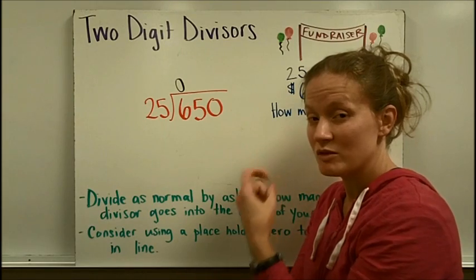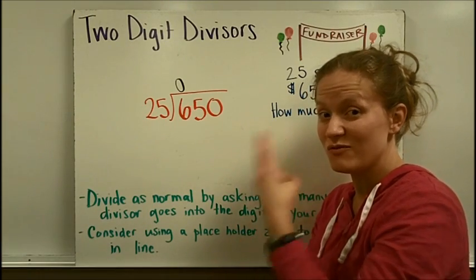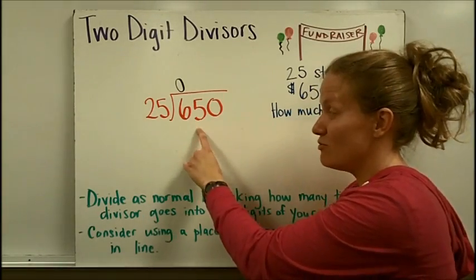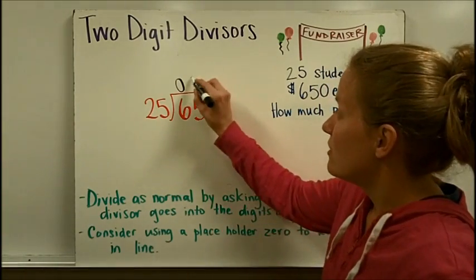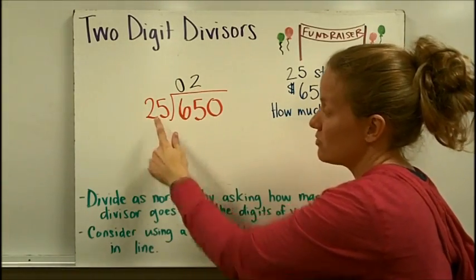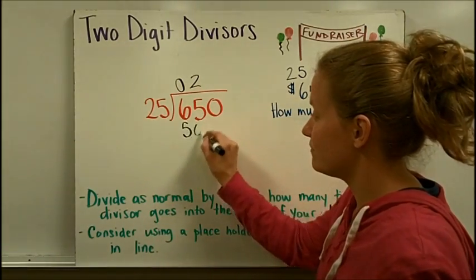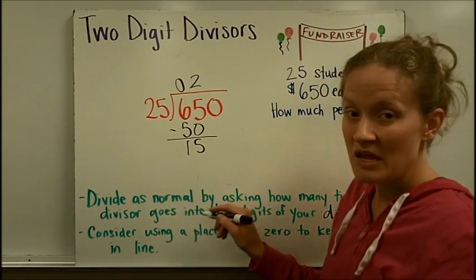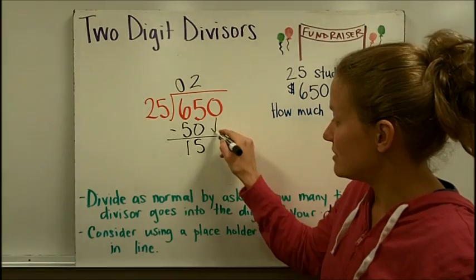Well, 25 times 1 is 25, 25 times 2 is 50, 25 times 3 is 75. That's too much, so I'm going to go back to 2. And then I just multiply like normal. 2 times 25 would make 50. 65 minus 50 is 15. Then just like before, I'm going to bring down a 0.